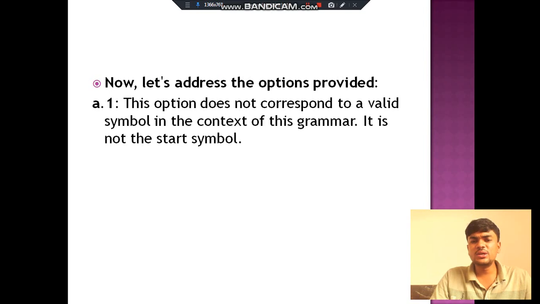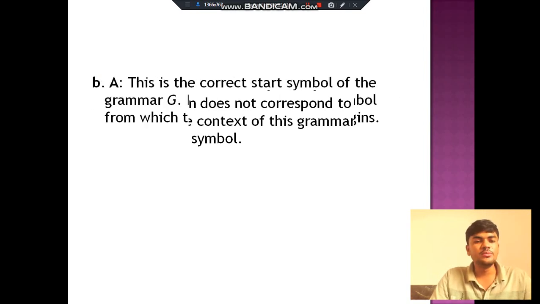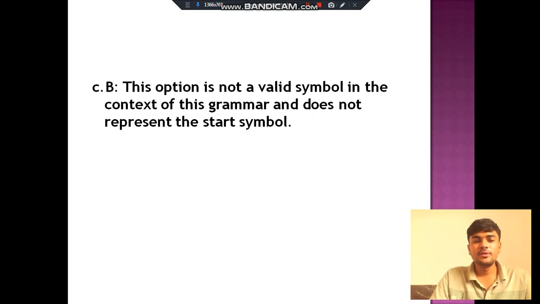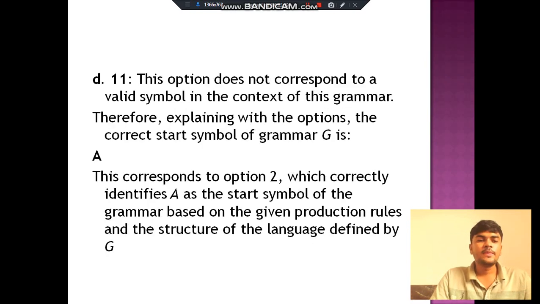Now let's address the options provided. Option A: 1. This option does not correspond to the valid symbols in the context of the grammar. It is not the start symbol. Option A is the correct start symbol of the grammar G. It is the non-terminal symbol from which the derivation process begins. Option B. This is not a valid symbol in the context of the grammar and does not represent the start symbol. Option D: 11. This option does not correspond to a valid symbol in the context of this grammar.